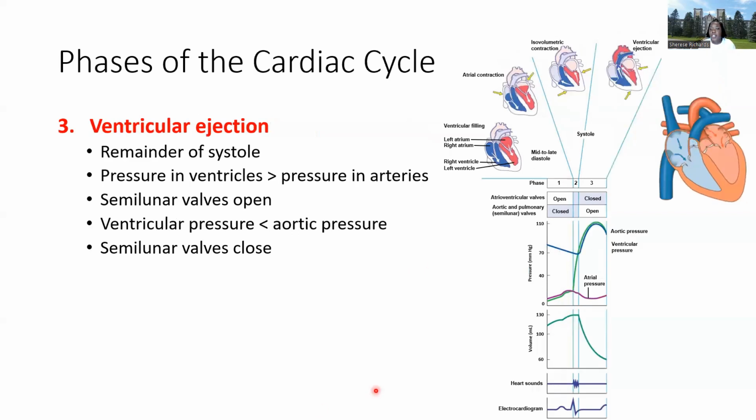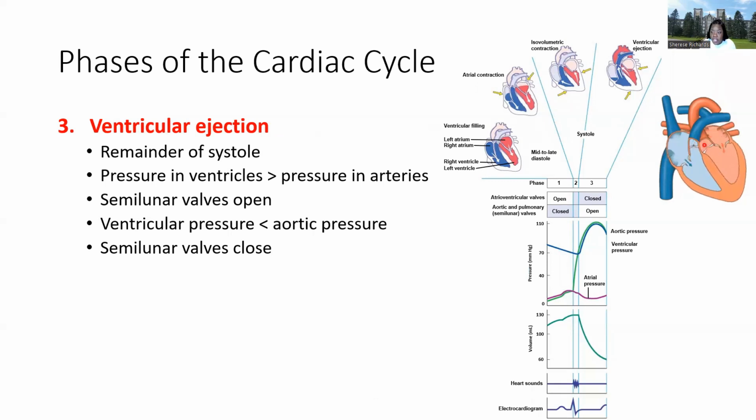The third phase is ventricular ejection. Here is where the pressure is now high enough, right? So in that previous phase, the pressure was rising. It was not high enough to where it was greater than the pressure in the pulmonary artery or even in the aorta. So the semilunar valve was still closed.